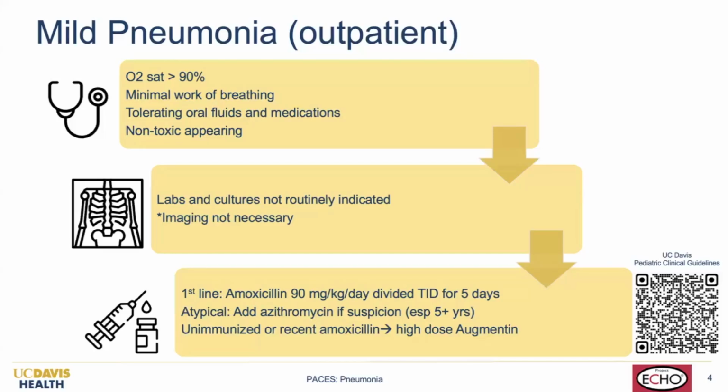And then once we recognize them as having pneumonia, the first line treatment that we'll use, again, these are kids who are able to tolerate oral antibiotics, is high dose amoxicillin. So the 90 milligrams per kilogram per day. And then the evidence shows that there's better lung penetration if that is divided 3 times a day.